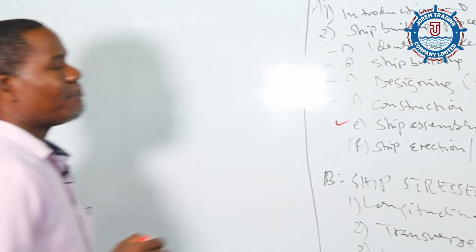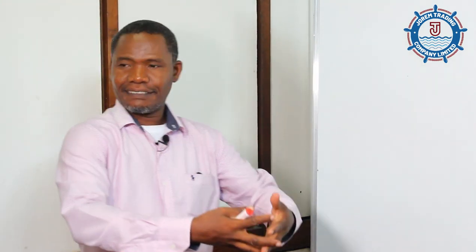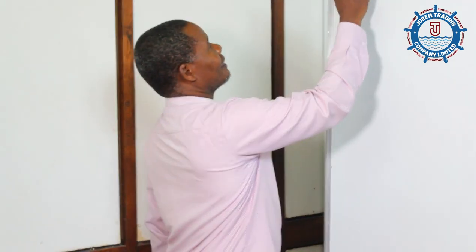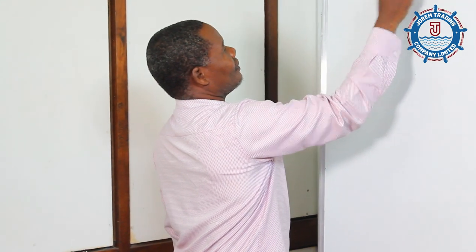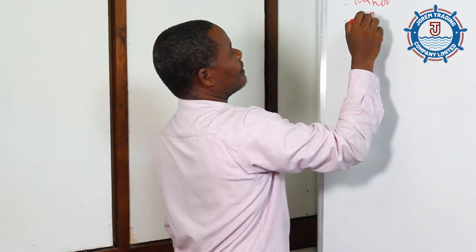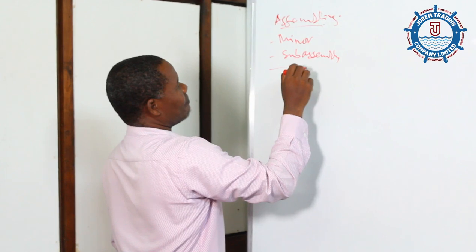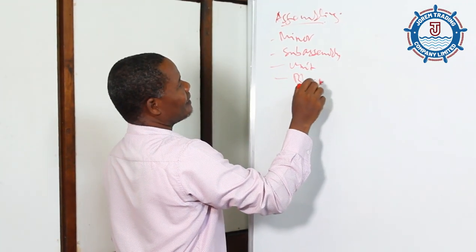Now when you come to assembly, assembly basically means connecting the units together. When you're constructing a ship, they don't construct it as a whole. They construct some parts, and when you are collecting them and joining them together, that is what you call assembly. So you can have a minor assembly, a sub-assembly, a unit assembly, and of course the block assembly, these four stages.